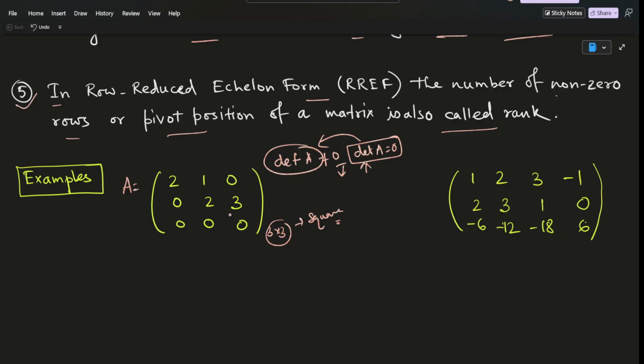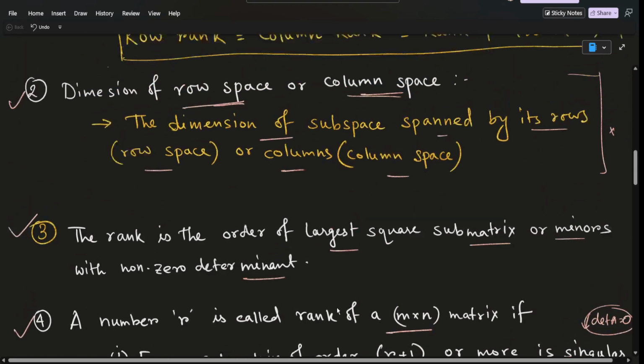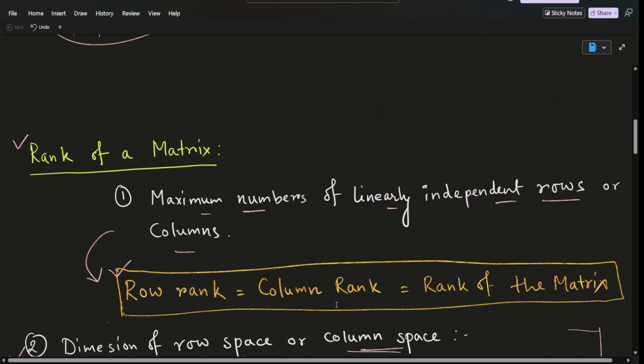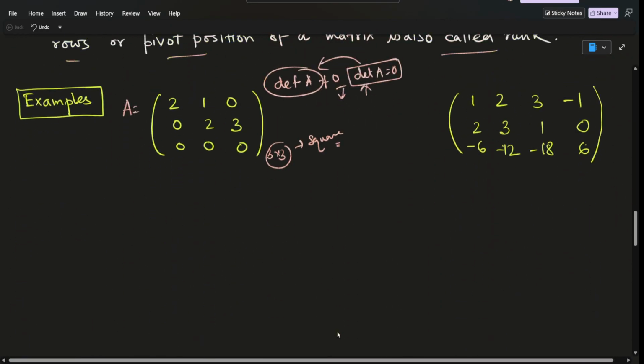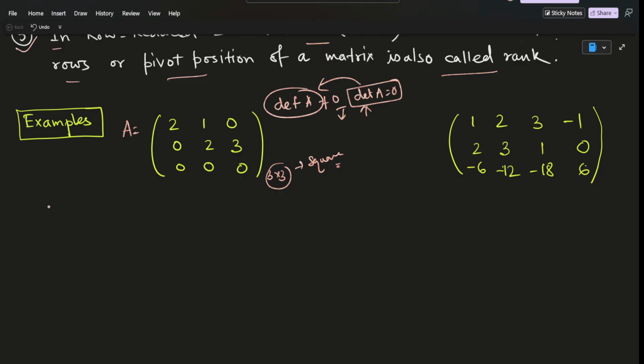Okay. So see, what is the first definition? The first definition is the number of linearly independent rows or columns. So see in the example: the first row is 2 1 0, the second row is 0 2 3, and the third row is 0 0 0. This 0 0 0 is obviously linearly dependent on these two, because we can write 0 0 0 as 0 times 2 1 0 plus 0 times 0 2 3.